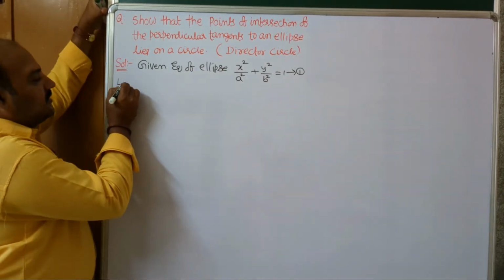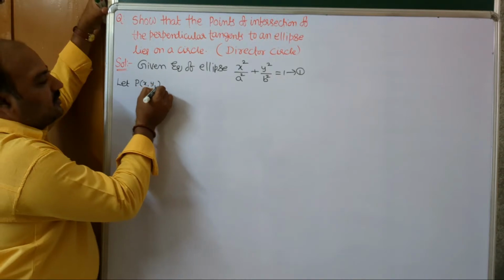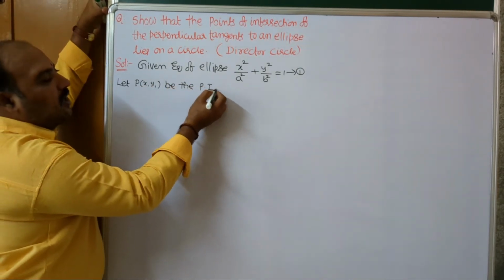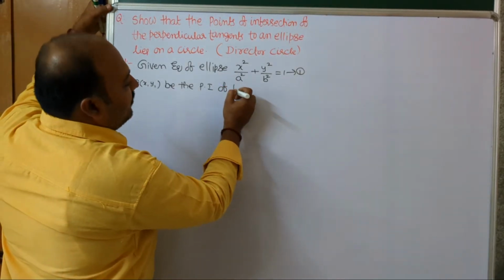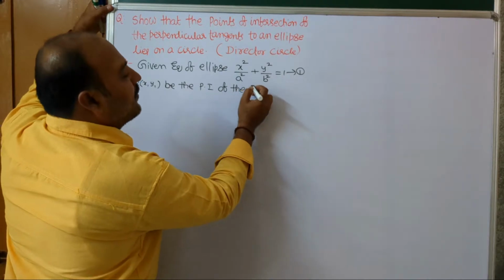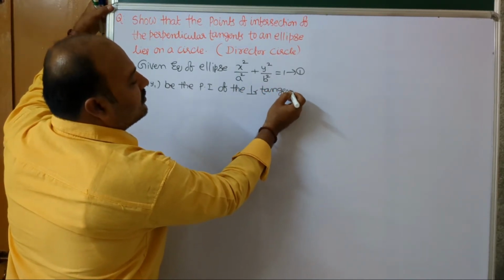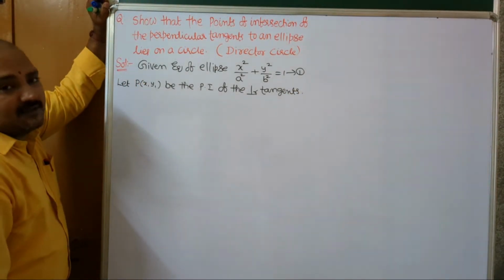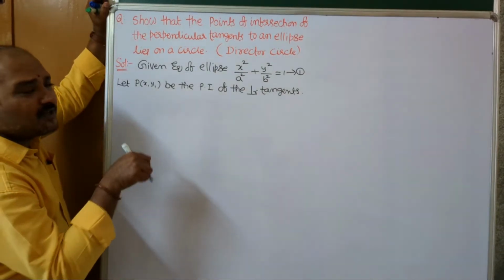Next, let P of x1 y1 be the point of intersection, P means point of intersection of the perpendicular tangents. Just we are taking now. After that, perpendicular tangents now. So what is the tangent equation to the ellipse?